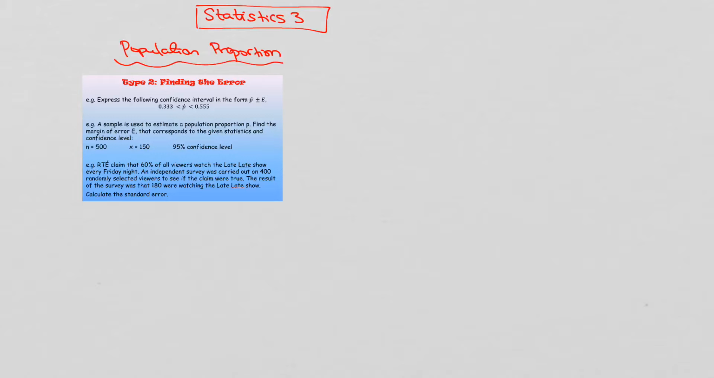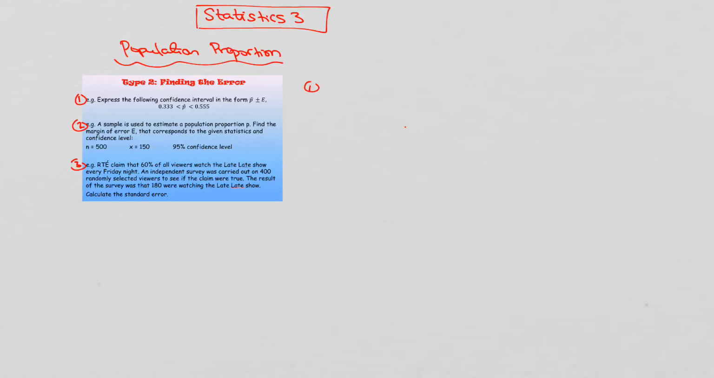Statistics 3, population proportion. Type 2, finding the margin of error. So we have 3 examples here on this. So I'm going to mark them as example 1, example 2, and example 3. In the first one here, we're asked to express the following confidence interval in the form of the sample population proportion plus or minus the margin of error, and we're given the 95% confidence interval.